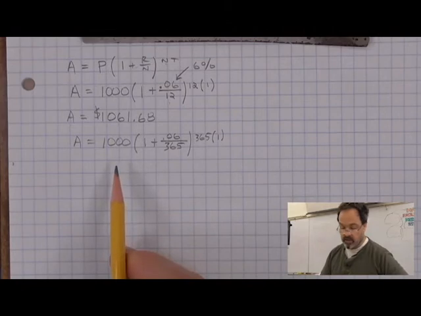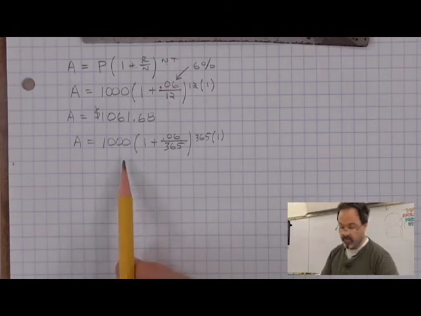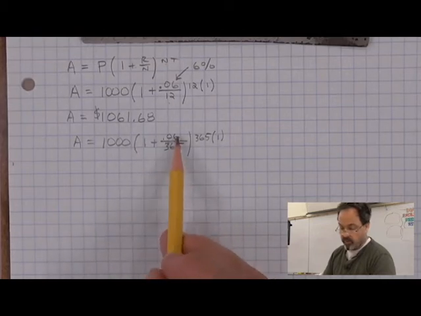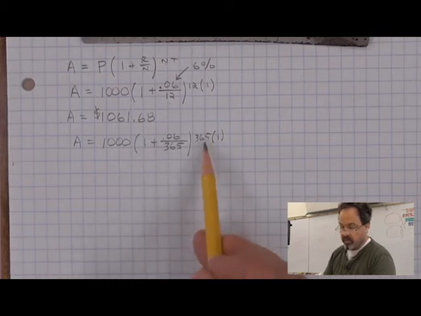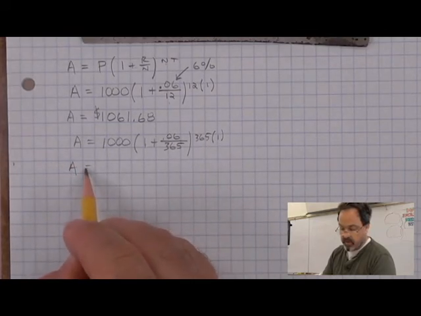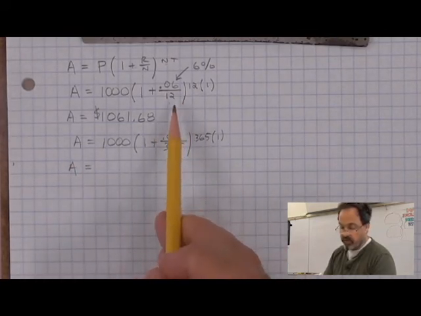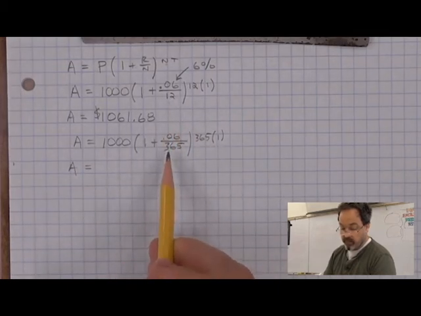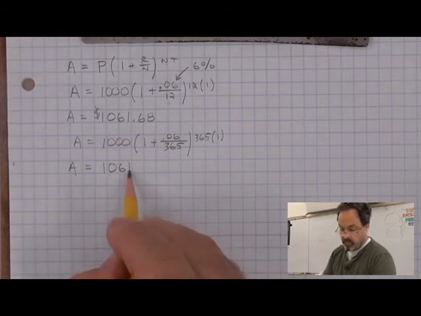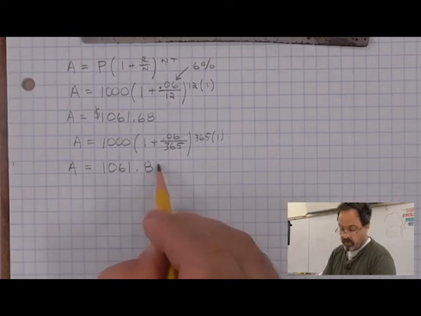Now again, I used a calculator before taping this lesson, and I put in 0.06 divided by 365, then add 1, then raise it to the 365th, and then multiply by 1,000, and I got the amount of money when I've changed the number of compoundings from 12 to 365. And the amount is $1,061.83.